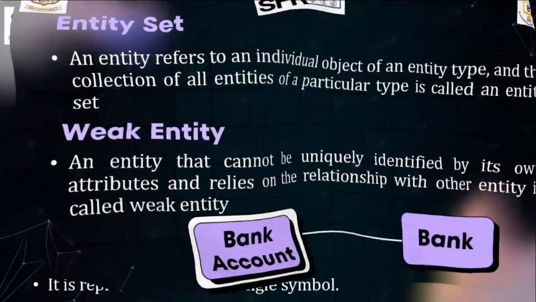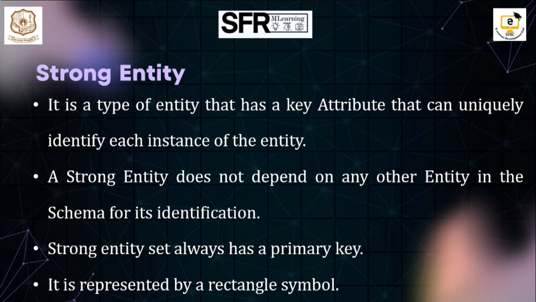Next one is strong entity. A strong entity is a type of entity that has a key attribute that can uniquely identify each instance of the entity. A strong entity does not depend on any other entity in the schema for its identification. It has a primary key that ensures its uniqueness and is represented by a rectangle in an ER diagram.